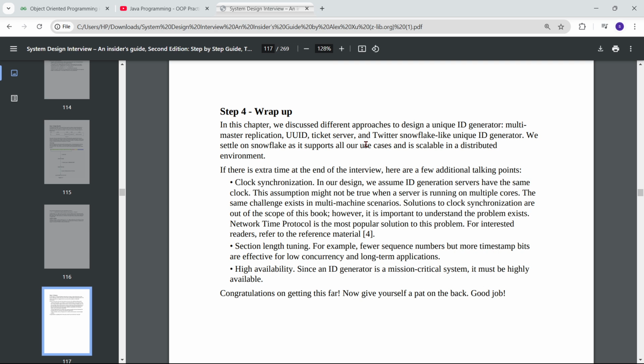Clock synchronization. In our design, we assume ID generation servers have the same clock. This assumption might not be true when a server is running on multiple cores. Same challenge exists in multi-machine scenarios. Solutions to clock synchronization are out of scope of this book. However, it is important to understand the problem itself. Network Time Protocol is the most popular solution to clock synchronization.